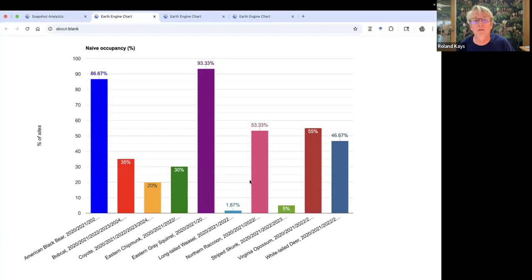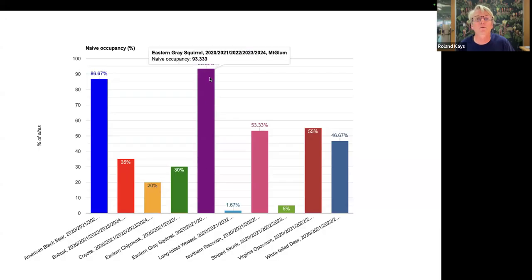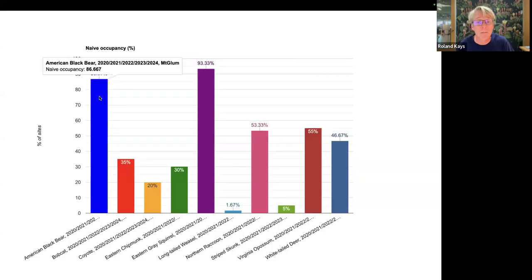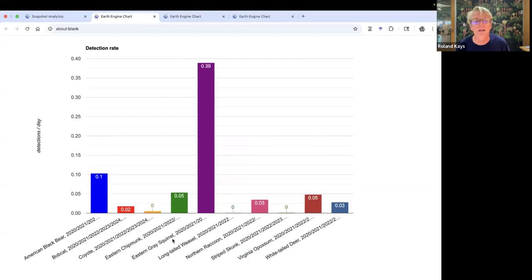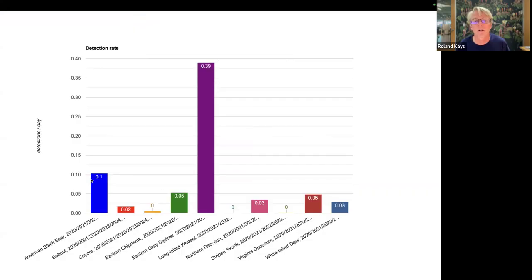Here's the results. So we can look at eastern gray squirrels, the highest occupancy, followed by black bear, which is pretty cool. Normally in North Carolina, we get the white-tailed deer as number one, but here in the mountains, not so much. 46% occupancy. And if we look at the detection rate, again, lots of gray squirrels. Number two, bear, not quite as high, et cetera, et cetera.